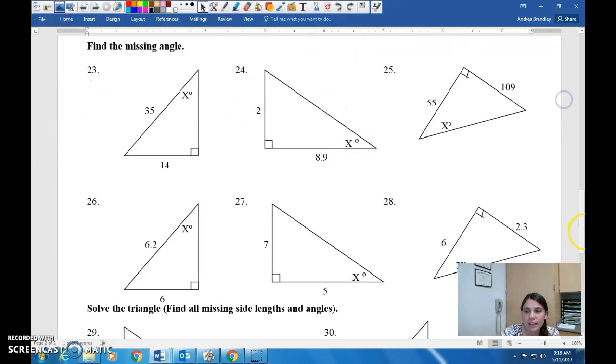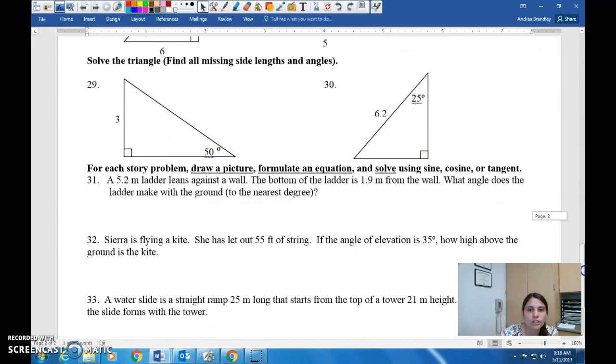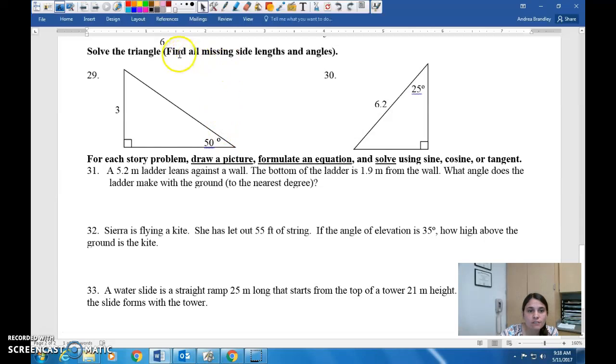Number 29 actually starts to combine several things that we've learned this trimester. So it's asking us to find all missing side lengths and angles. To start, I'm going to go ahead and just find this missing angle. I know that there's 180 degrees in a triangle, and this right angle right here is 90 degrees, and this one's 50 degrees. So if I do 180 minus 90 minus 50, this angle here is 40 degrees.